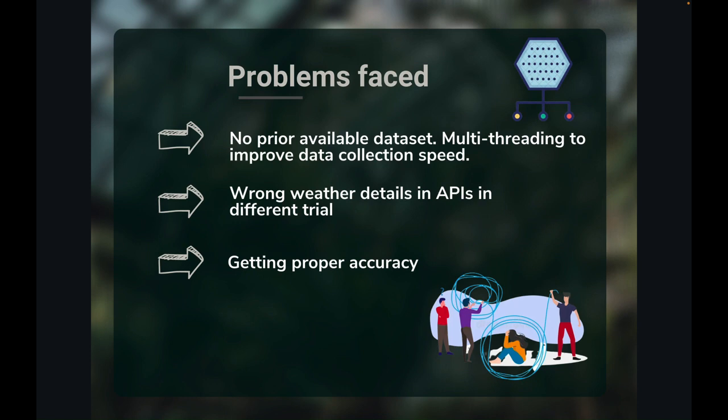When we tried to solve this problem, we faced a lot of issues. We didn't have a pre-existing data set. Even when we fetched the data, fetching was very slow, so we used multi-threading to improve the data collection speed. And we got some wrong weather details in different trials of data in the greenhouse, and we didn't get proper accuracy because of the wrong trials.